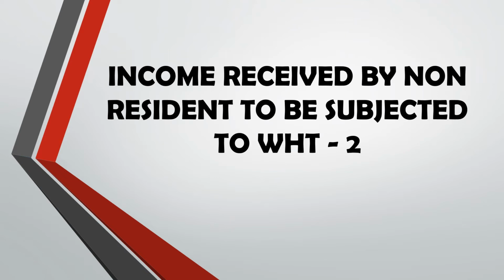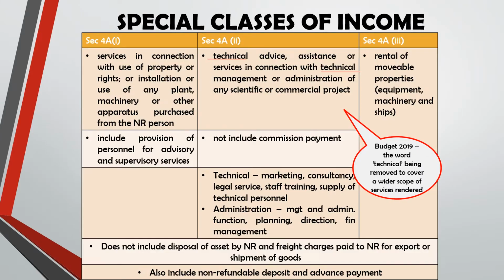We continue with the income received by the non-resident to be subjected to withholding tax. Next one will be special classes of income, which is section 4A capital. We have three categories: 4A1, 4A2 and 4A3. 4A1 refers to services in connection with use of property or rights, or installation or use of any plant, machinery or other apparatus purchased from the non-resident person. It includes provision of personnel for advisory and supervisory services.